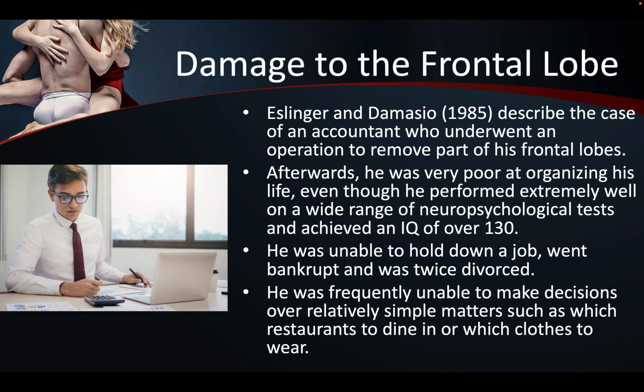Eslinger and Damasio in 1985 described the case of an accountant who underwent an operation to remove part of his frontal lobes. Afterwards, he was very poor at organizing his life, even though he performed extremely well on a wide range of neuropsychological tests and achieved an IQ of over 130, which made him a genius. He was unable to hold down a job, went bankrupt, and was twice divorced. He was frequently unable to make decisions over relatively simple matters such as which restaurants to dine in or which clothes to wear.